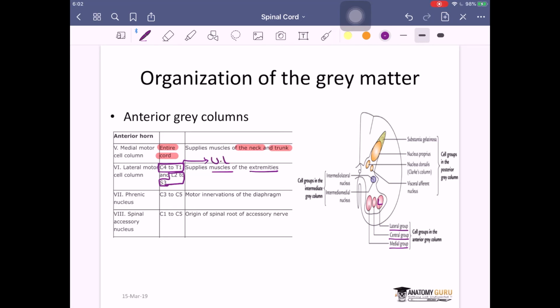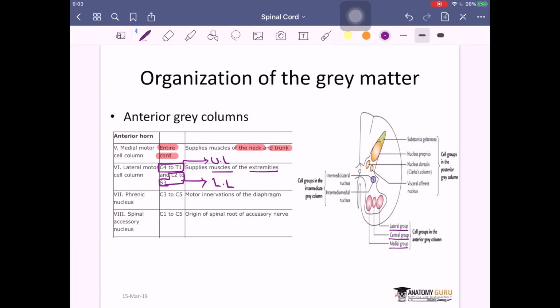What they will do is supply the muscles of the extremities. Needless to say, in this area it will supply the muscles of your upper limb, and in this area it will supply the muscles of the lower limb. So if you take a section anywhere above C4 and after T2 till L1, you don't find this one. There will be only the medial group, which is present throughout. This one is selectively present. Just imagine this particular room is not present throughout. It is only present in the cervical enlargement and the lumbar enlargement, which is concerned with the supply of your upper limb and lower limb muscles.